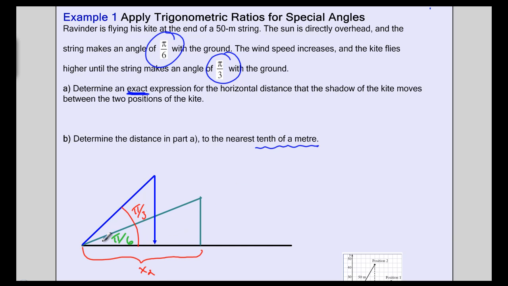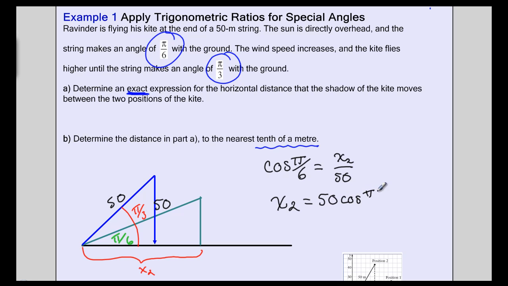So I'm going to work with just the lighter triangle right now, and I'm going to recognize that I need to work with the adjacent side, and I know that the kite string hasn't changed. It's going to be 50 meters here, and it's going to be 50 meters here. So I'm going to use cos of pi over 6 is equal to adjacent, which is x2 over 50. When I rearrange this equation, I have x2 is equal to 50 times the cos of pi over 6.